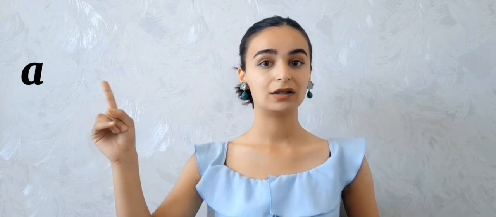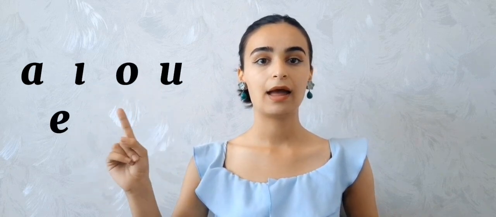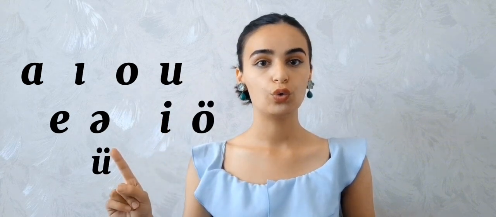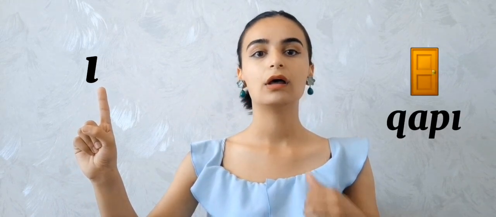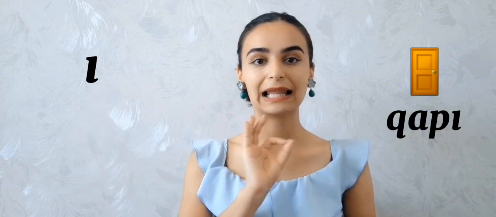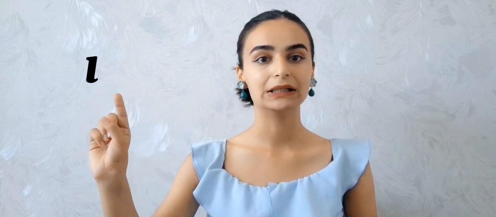A, o, u, e, a, I, u. Let's go deep. A is pronounced the same as in English. For example, kapı. Kapı is door in English.